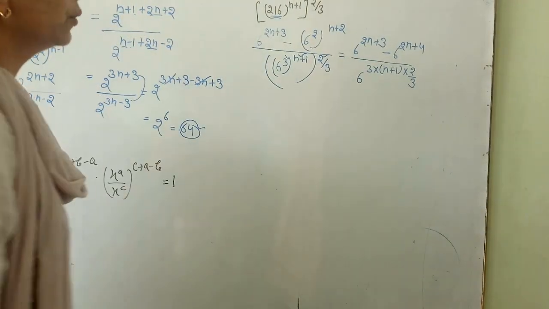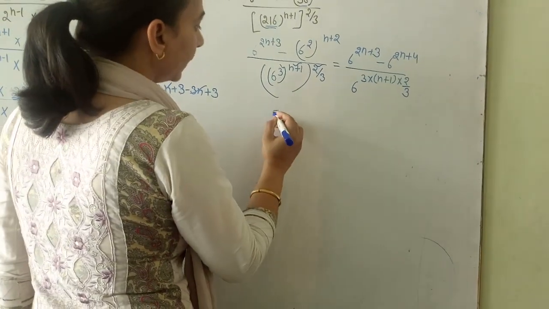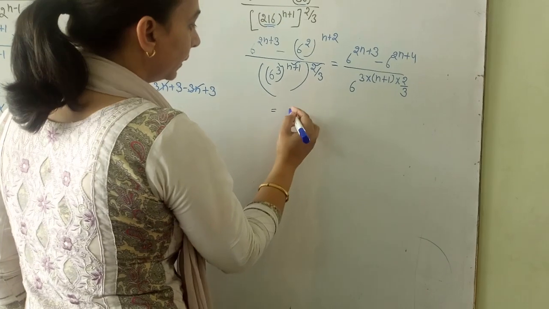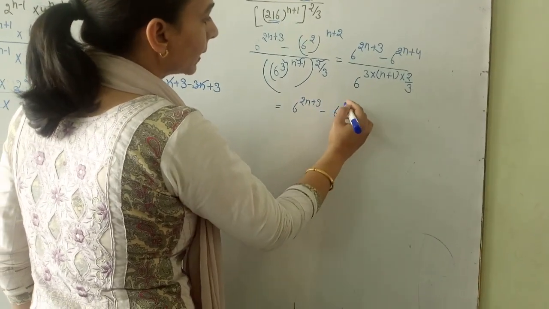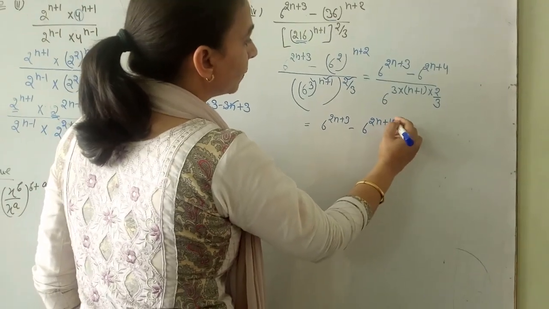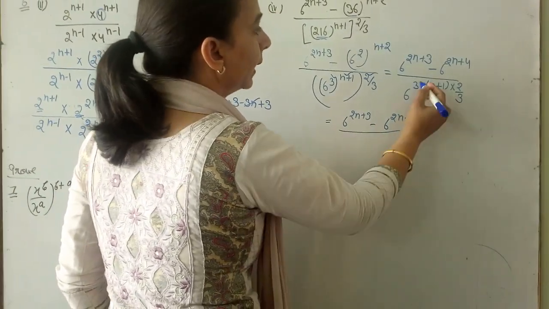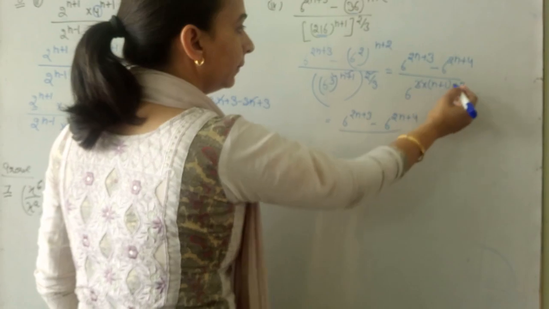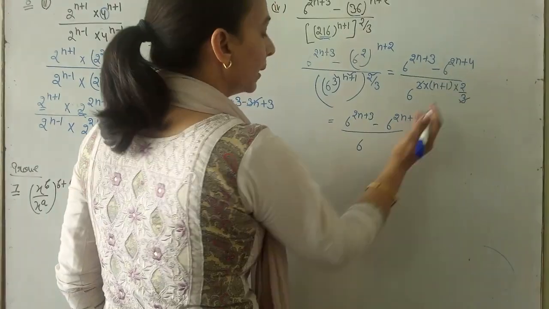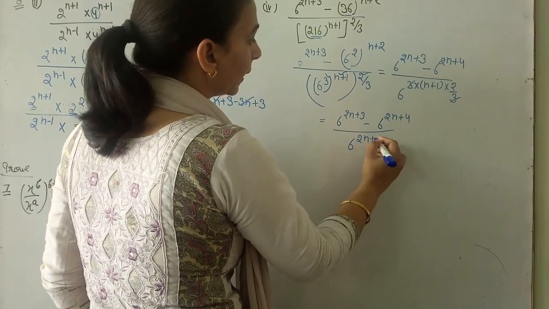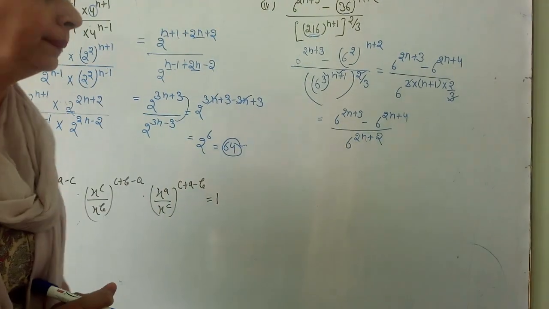Clear, student? Then next, 6 raised to the power 2n plus 3 minus 6 raised to the power 2n plus 4 divided by 3 to 3 cancel. Then we can write this as 6 raised to the power 2n plus 2. 2n plus 2. Clear, student?